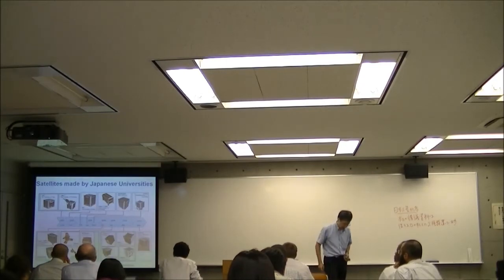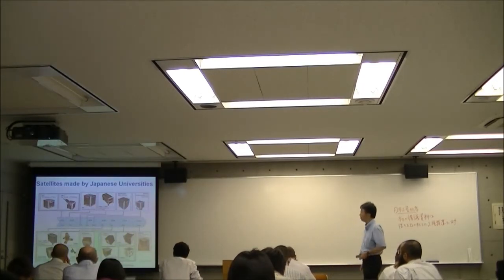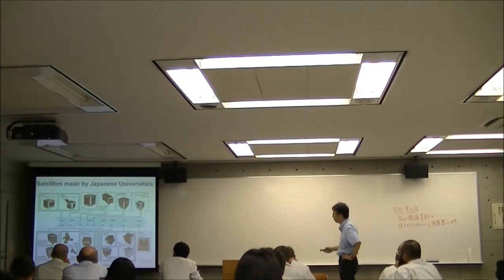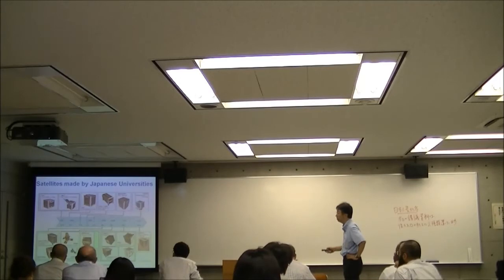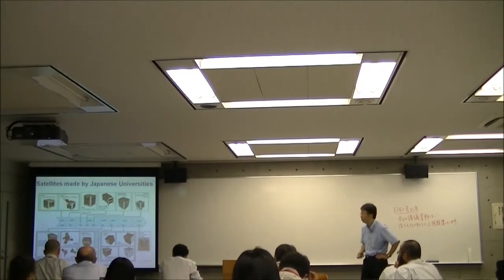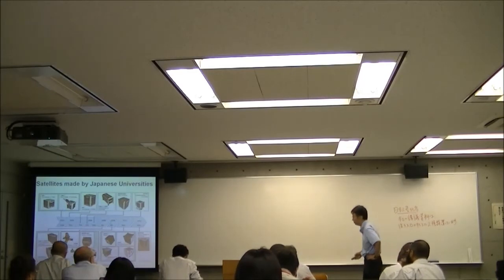So this is a list of Japanese university satellites made by students. The first university satellite in Japan was the 2003 CubeSat, and at the time the Tokyo Institute of Technology also developed their CubeSat and launched together. Our second CubeSat was in 2005. Since then, a total of 17 satellites were developed and launched into space by Japanese universities.